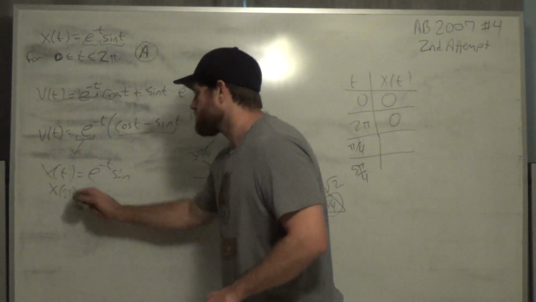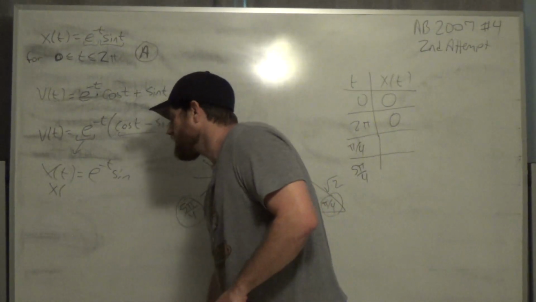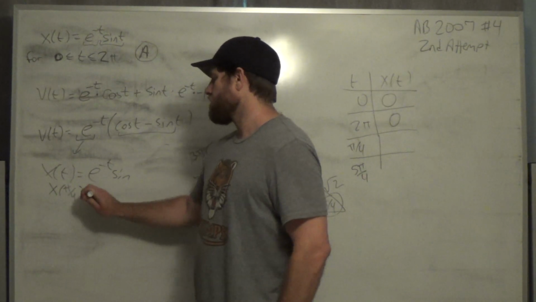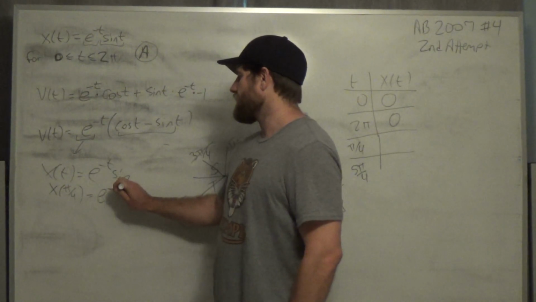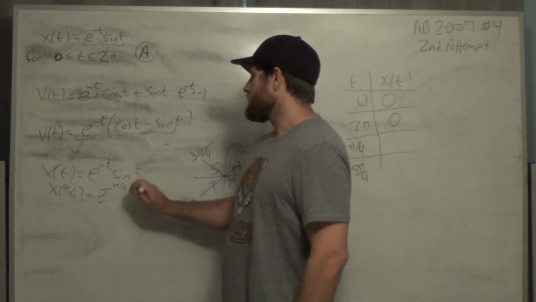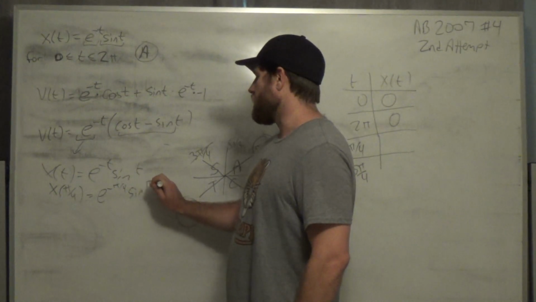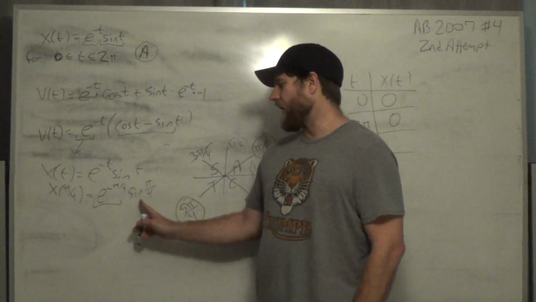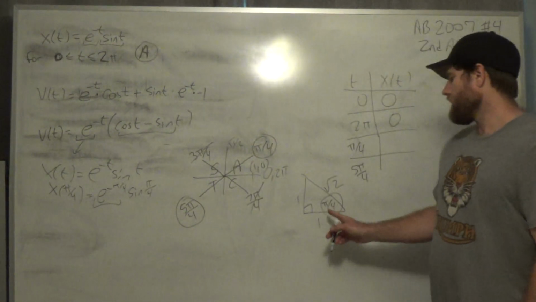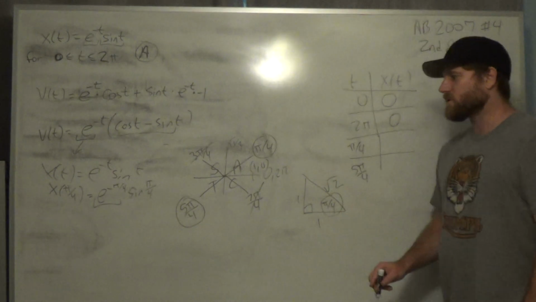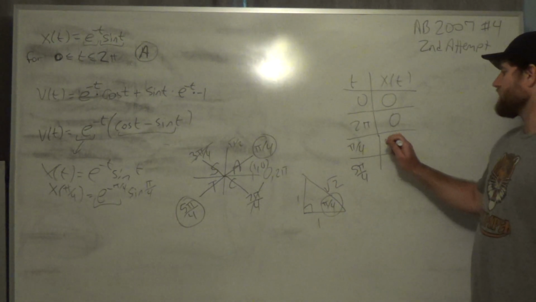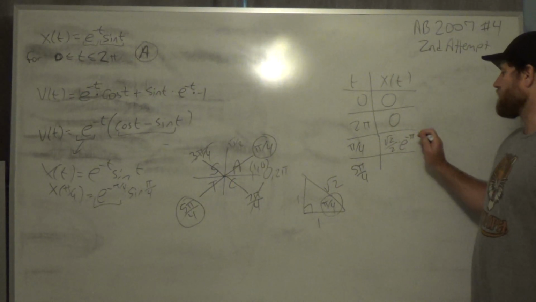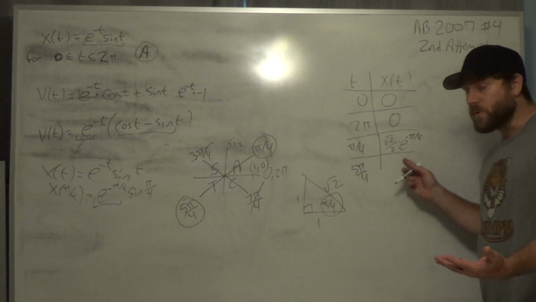So we're going to plug in pi over 4. And I get e to the negative pi over 4 times sine of pi over 4. Now, while I don't know what this is at all, I do know sine of pi over 4 is 1 over the square root of 2, or the square root of 2 over 2. So here we get the square root of 2 over 2 times e to the negative pi over 4. I'm just going to leave it. I have no clue what that equals.